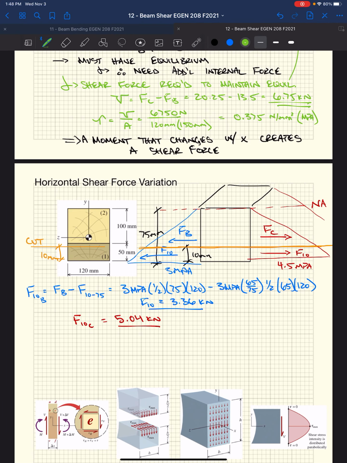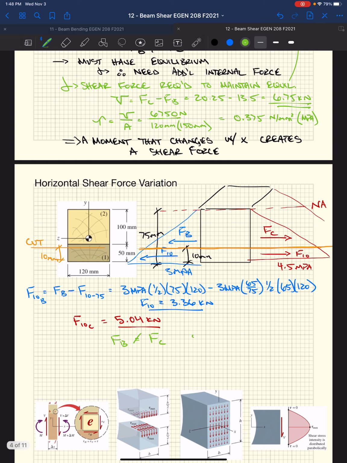Again, FB does not equal FC, right? The force on the left does not equal the force on the right. Therefore, we have a shear force that's acting along that cut plane. That shear force is the difference in magnitude, or 5.04 minus 3.36, which is 1.68 kilonewtons.